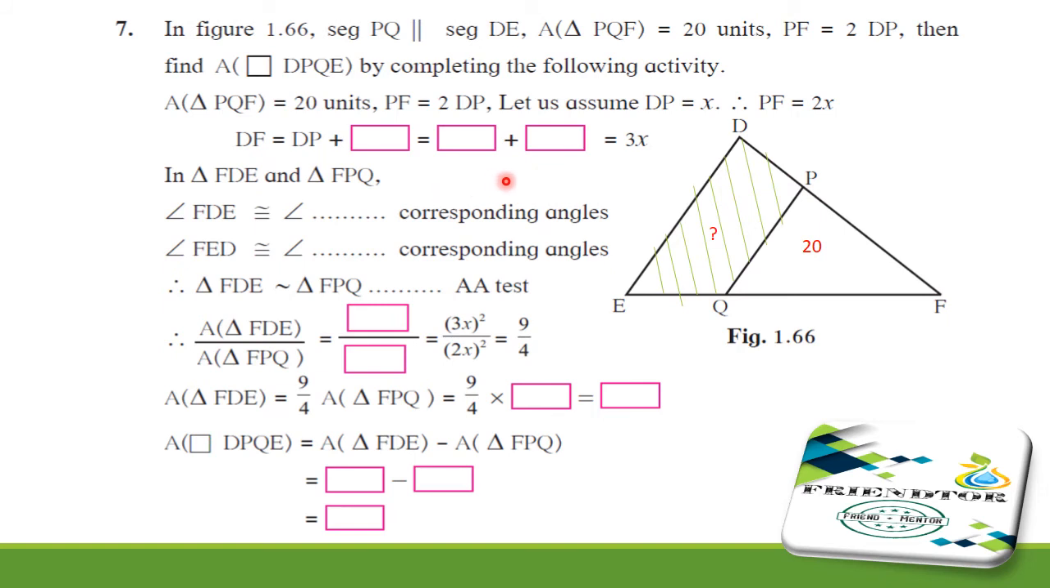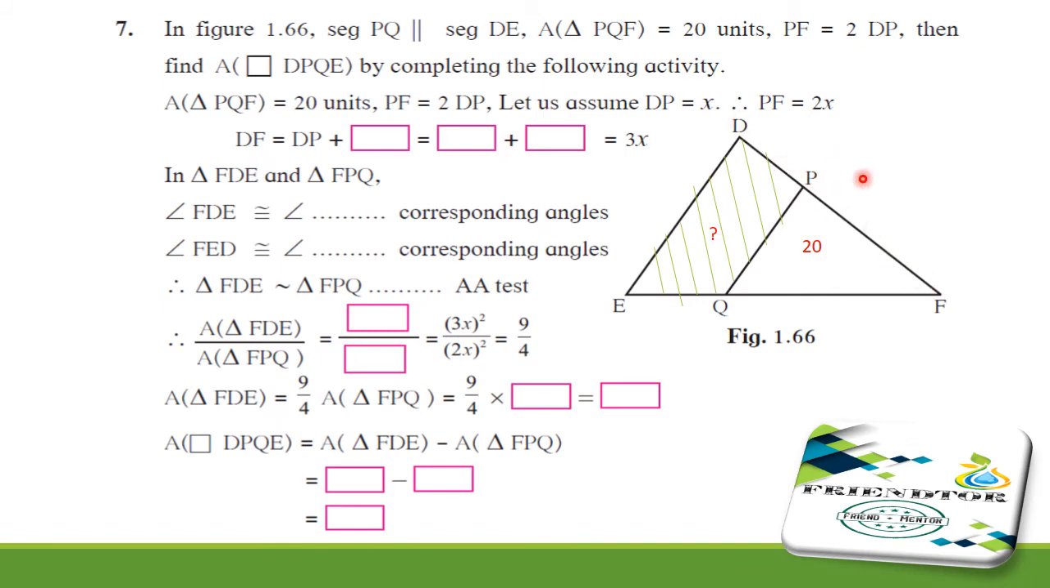Let's see. For that we will need the fact that triangle FDE is similar to triangle FPQ. Once they are similar, we will use the theorem that we learned and arrive at the answer. So let's start. First, area of triangle PQF is 20 units. PF is 2 DP. This is also given. Let us assume DP is X. If DP is X centimeters or X units, then what will be PF? PF will be 2X because it is twice the length of DP. So if this is X, then PF is 2X. Now, if DP is X and PF is 2X, what is DF?